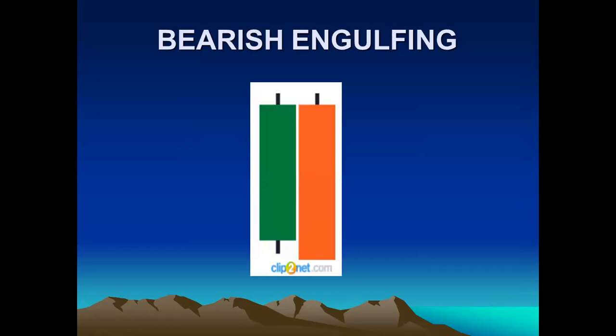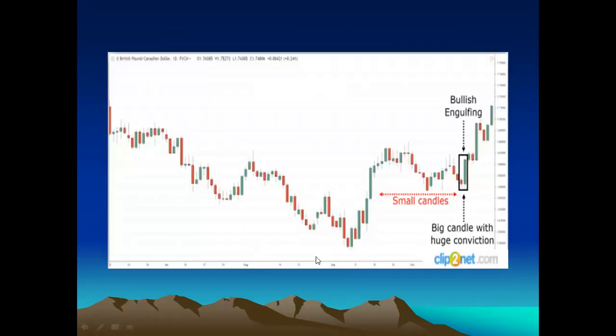And then bearish engulfing is also the reverse of bullish engulfing. In this case, you have the buyers who have been in control of the market, but the sellers came in and took charge of the market and caused the price to close lower. All right.